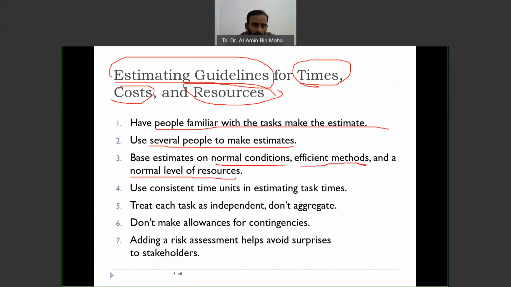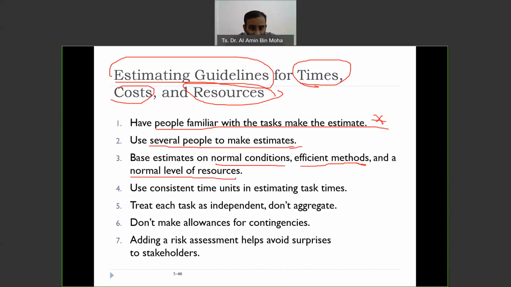So here, what are the advantages? I hope you can discuss in your group. Why is having familiar people good? Of course, because of the experience, they maybe went through the same process before. They know which factors to be considered. Use several people. Why? Not too many people, maybe 5, 7 people. Too many people is a problem as well. They're going to have different opinions. But sometimes when you have more people, you have more ideas.